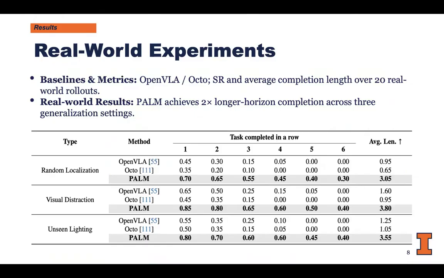We compare against OpenVLA and Octo, fine-tuned on the same data, reporting success rates and average length over 20 rollouts. Across all three settings, PALM delivers roughly 2 times long horizon completion. For random relocation, it's 3.05 versus 0.95. For visual distraction, we got 3.8 versus 1.6, and unseen lighting 3.55 versus 1.25. Baselines collapse to zero by the fourth or fifth subtask, and PALM still completes 40 to 60% of the time.